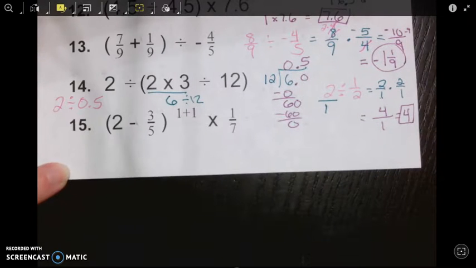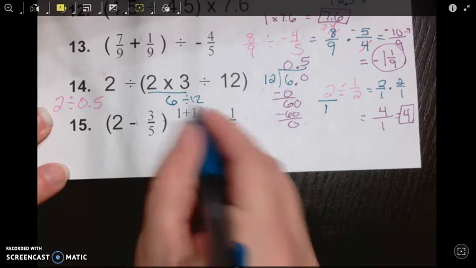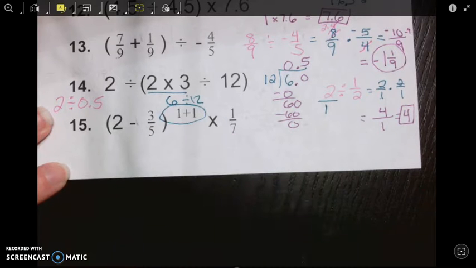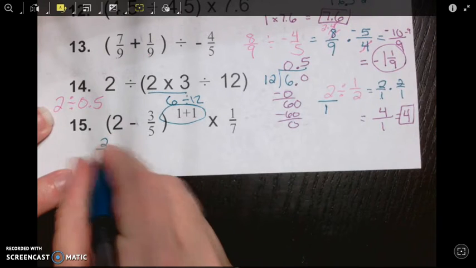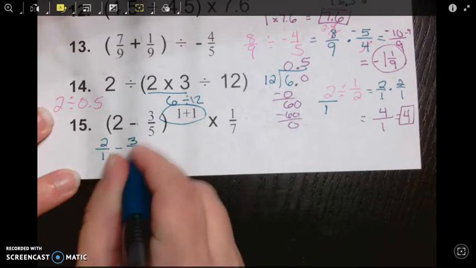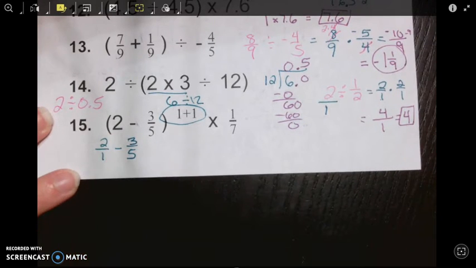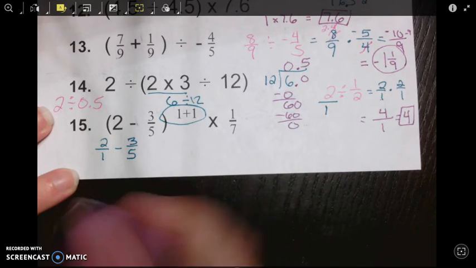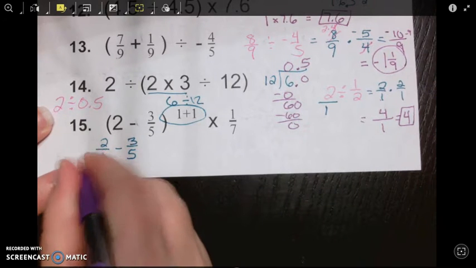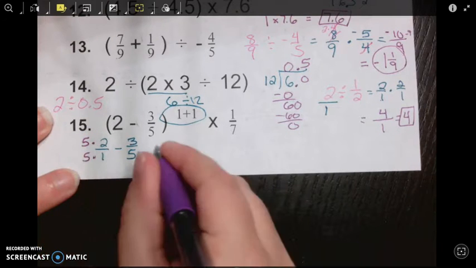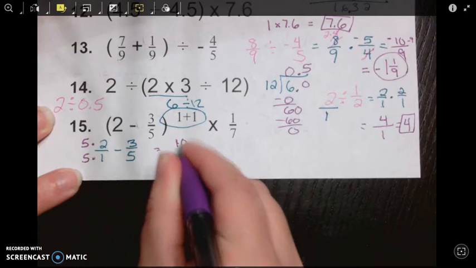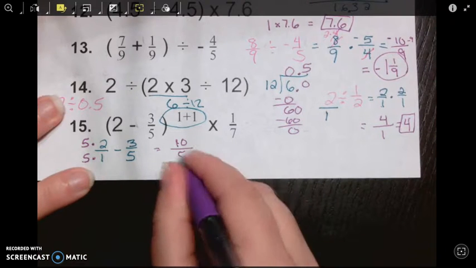Okay, last problem. This is an exponent. It might be hard to tell, but this is an exponent. So we do parentheses first. So we're subtracting these. Make 2 into a fraction, so we can subtract fractions. But before we do, we have to have a common denominator. So let's make this a 5 by multiplying by 5. And it's multiplied to the top by 5 as well. So 5 times 2 is 10. And 1 times 5 is 5.